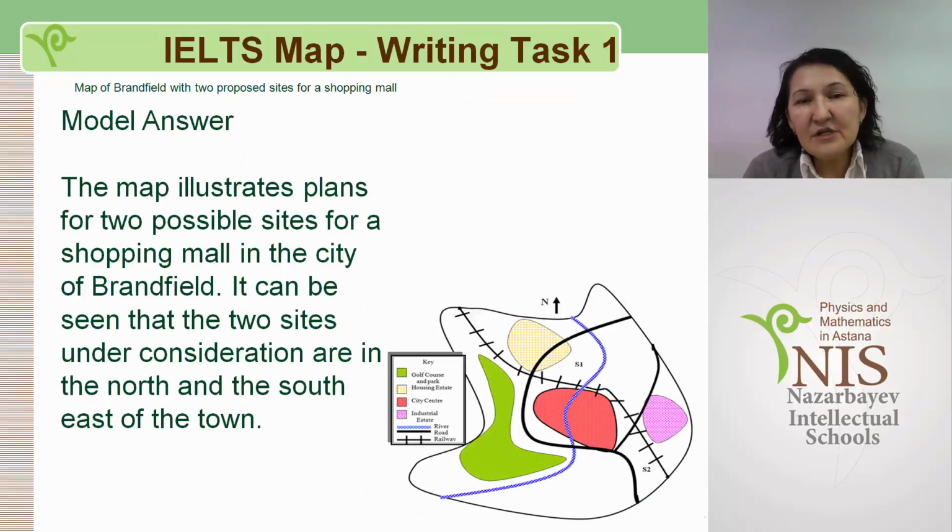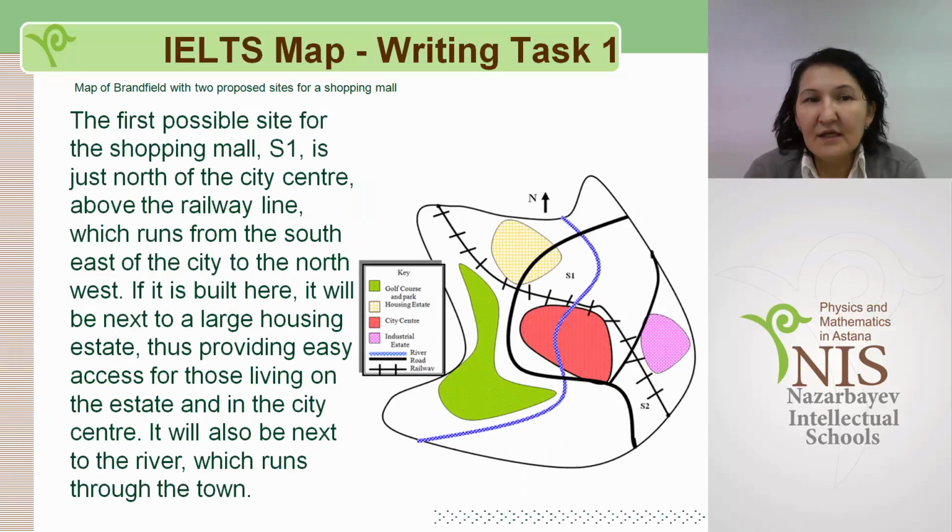The map illustrates plans for 2 possible sites for a shopping mall in the city of Brentfield. It can be seen that the 2 sites under consideration are in the north and the southeast of the town. The first possible site for the shopping mall, S1, is just north of the city center, above the railway line, which runs from the southeast of the city to the northwest.